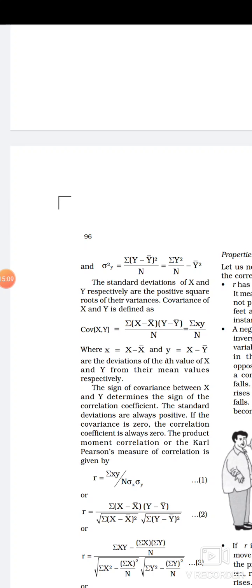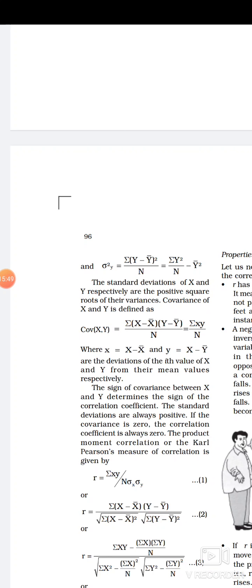Covariance of x and y is defined as covariance of x and y equals summation of (x minus x bar) multiplied by (y minus y bar) divided by n, or equal to summation of small x multiplied by small y divided by n. Small x represents x minus x bar and small y represents y minus y bar, which are deviations of the ith values of x and y from the mean values respectively.